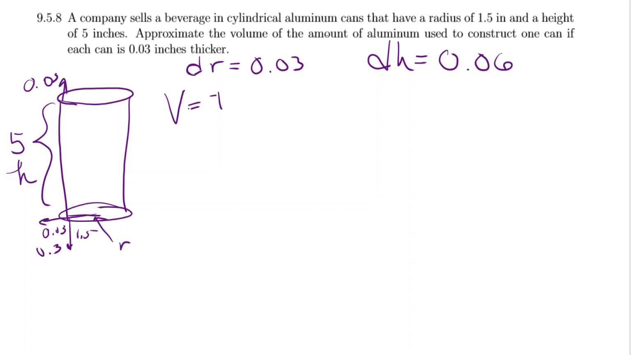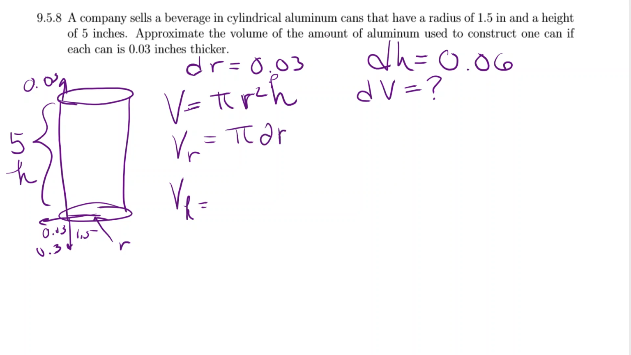So my volume is always pi r squared h because it's a cylinder, and I want to figure out how much my volume is going to change, aka what dV is approximately going to be. Good times. So to do that, I'm going to do the partial with respect to radius and the partial with respect to height, and use those to approximate my change in volume. Okay, so for this, I'm going to get pi 2rh. So I'm deriving r, leaving the rest alone. Now I'm going to derive h, leaving the rest alone. Oh boy, was that easy.